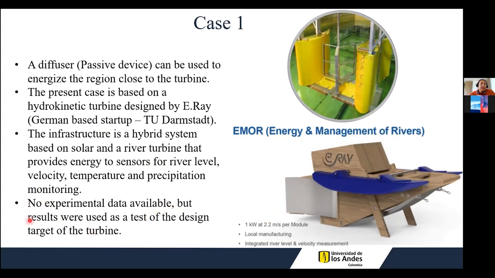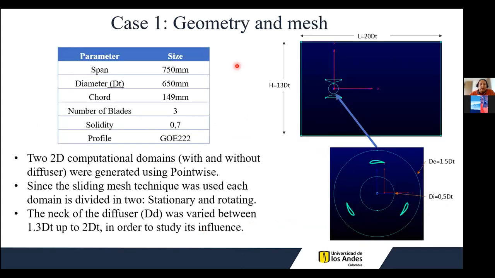Unfortunately, we don't have experimental data for this turbine, but we have some results from elemental tests, and also the design target of the turbine, which is about 1 kilowatt at this specific velocity. So here are some details of how the CFD model is designed. Initially, of course, we start with the design provided by the company. We have the span of the blades, the diameter of the turbine. Of course, as you can see here, the profile used in the blades is a Gottinger blade, which is designed and used for wind energy applications.